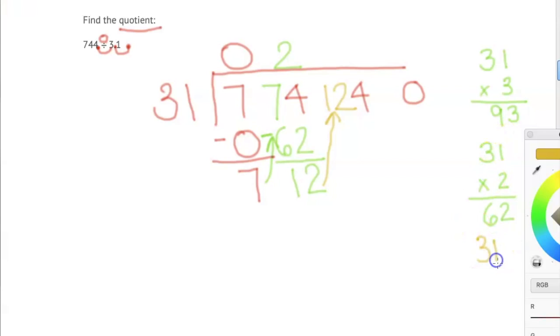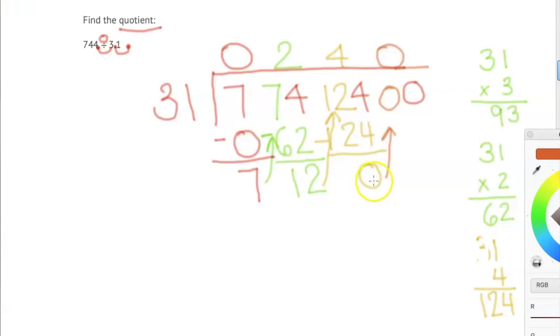So 31 times 4. Let's see if that's going to work. 1 times 4 is 4. 4 times 3 is 12. What do you know? So we tried that 4. Let's plug our 4 up here because 31 times 4 will give me 124. Well, what do you know? Works out perfect, didn't it? 124 take away 124 leaves me with that 0. What do I do now? I take that 0 down. 31, how many groups can I get out of that double 0 there? Hope you say 0. Always the hero.